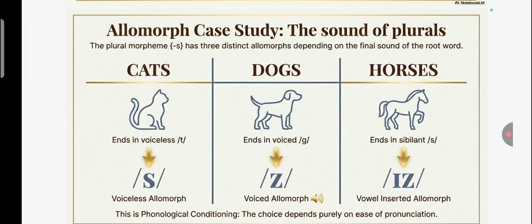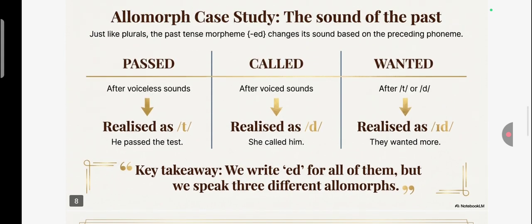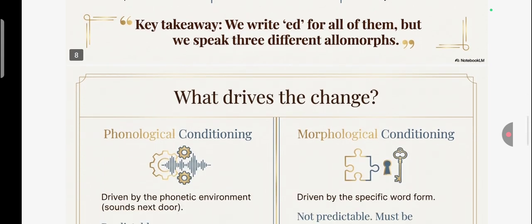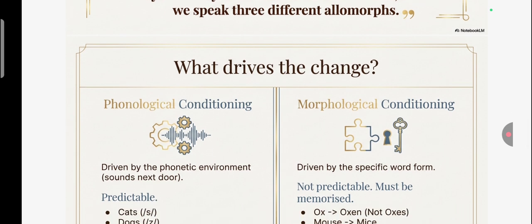All three words express the same meaning, that is the plural form, but the sound changes. These different pronunciations are called allomorphs of the plural morpheme. The change happens because of pronunciation convenience. Linguistics calls it the phonological conditions. In simple words, nearby sounds influence pronunciation.